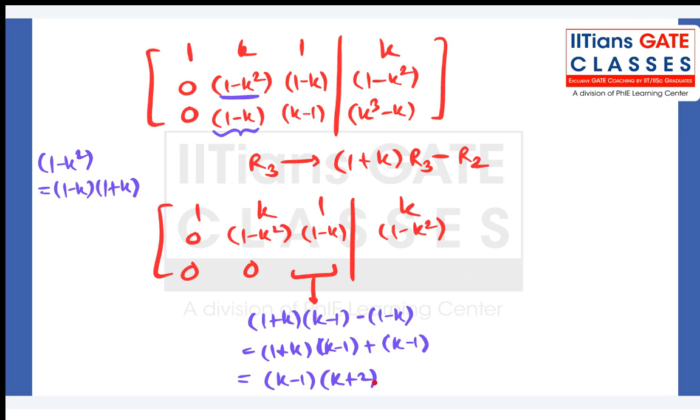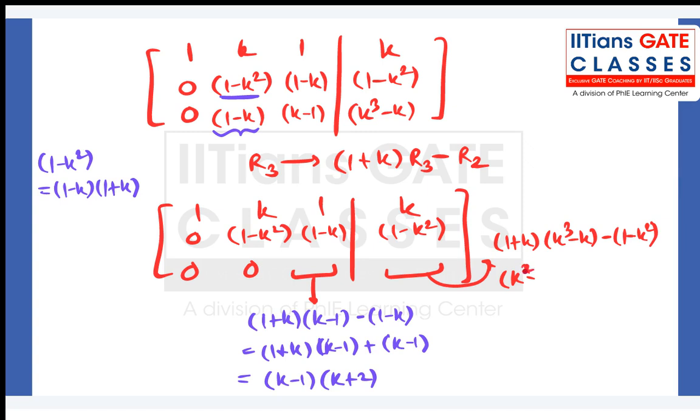Let's talk about this last element here. We are multiplying 1 plus k to k cube minus k and then subtracting 1 minus k square from it, which is coming from R2. Again, a simple manipulation you can do. You can take k common from that k cube minus k, and this will become k square minus 1. You can take that term common from both sides.